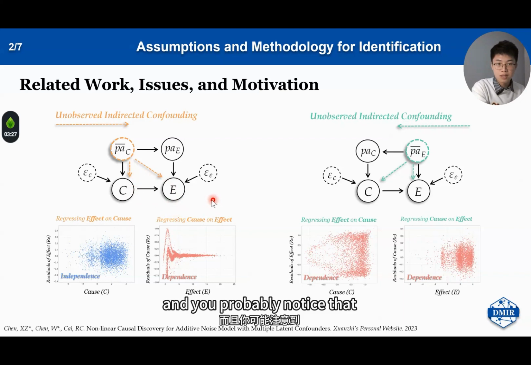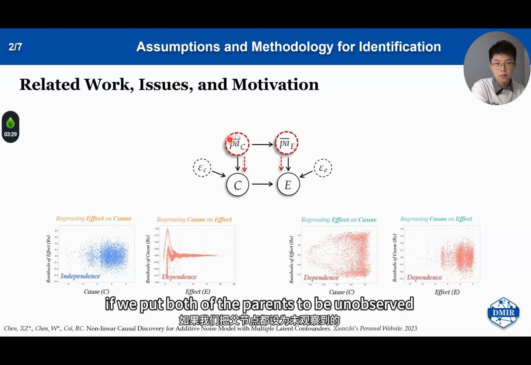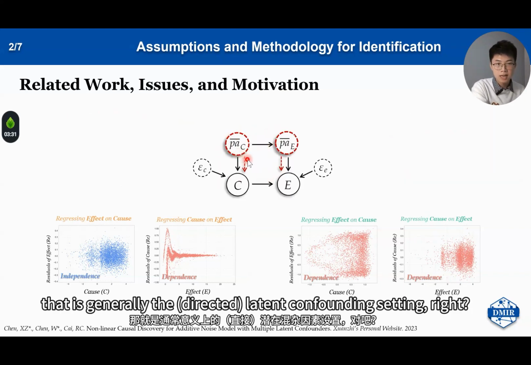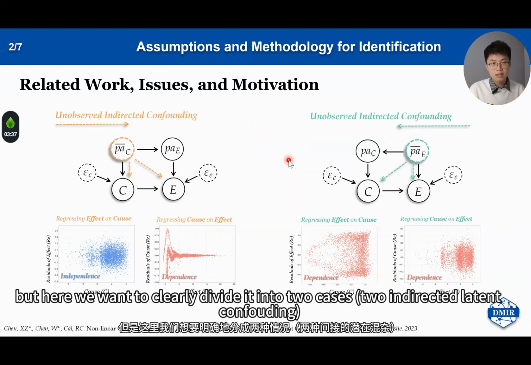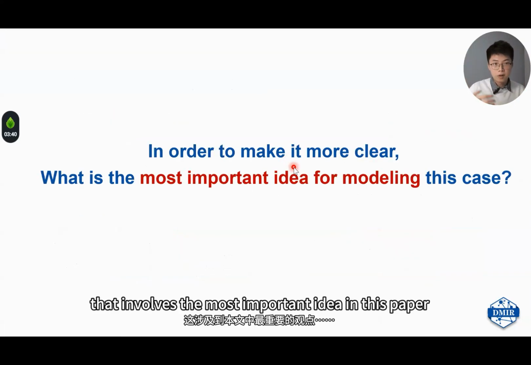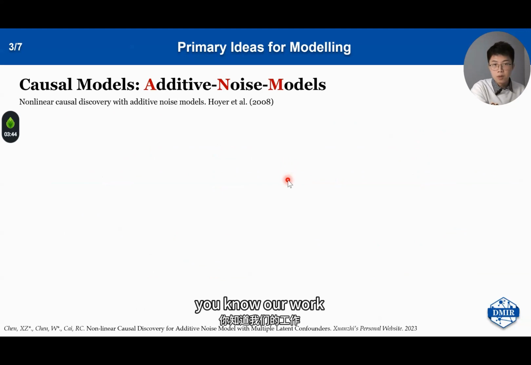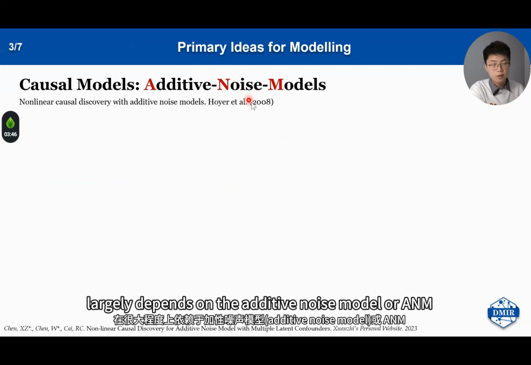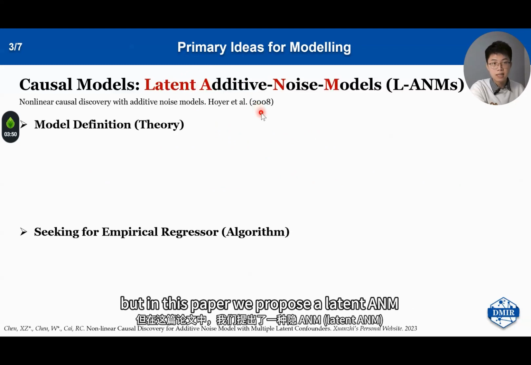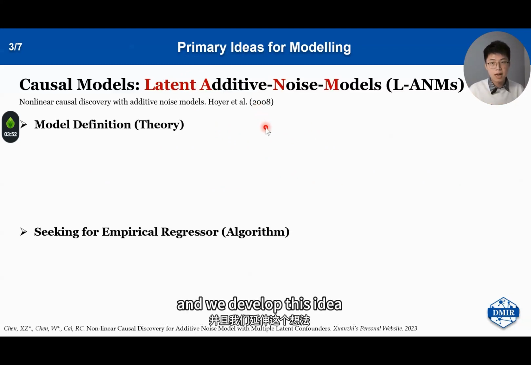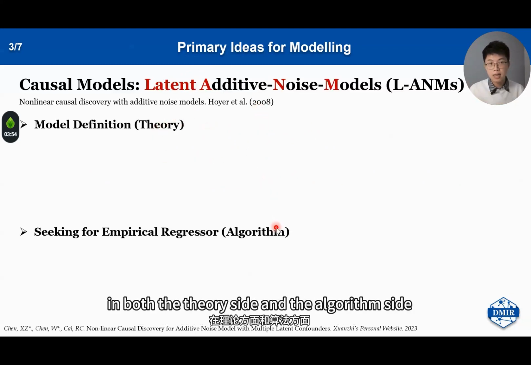And you probably noticed that if we put both of the parents to be unobserved, that is generally the latent confounding setting, right? But here, we want to clearly divide into two cases because that involves the most important idea in this paper. Our work largely depends on the additive noise model, or ANM, but in this paper, we propose a latent ANM, and we develop this idea on both the theory side and the algorithm side.